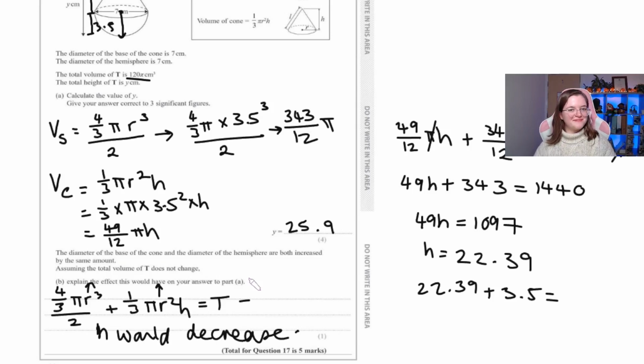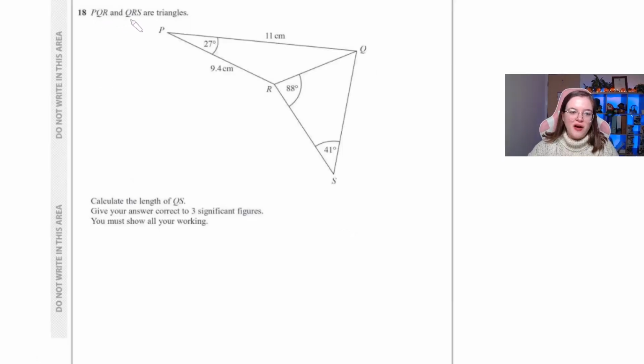And now question 17. On we go. Question 18. PQR and QRS are triangles. Calculate the length of QS. Give your answer correct to 3 significant figures. You must show all your working. Okay, so we've got triangles. It's question 18.